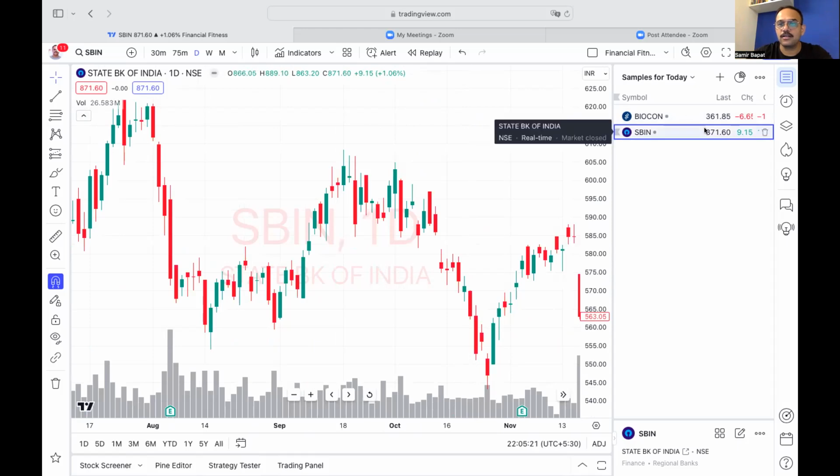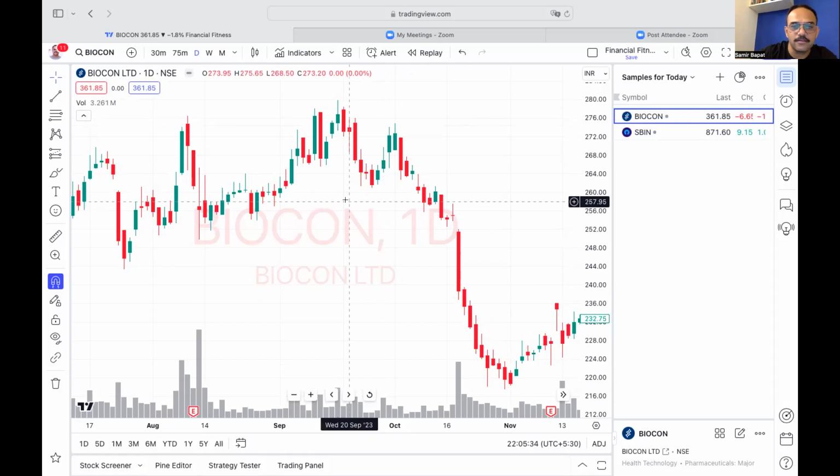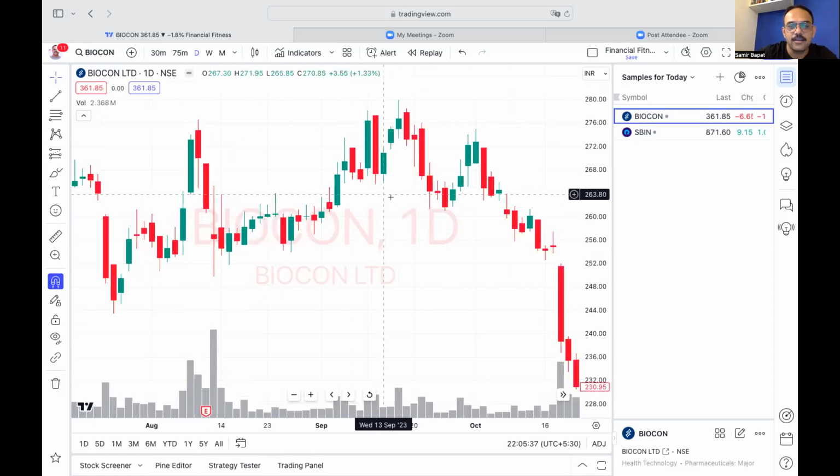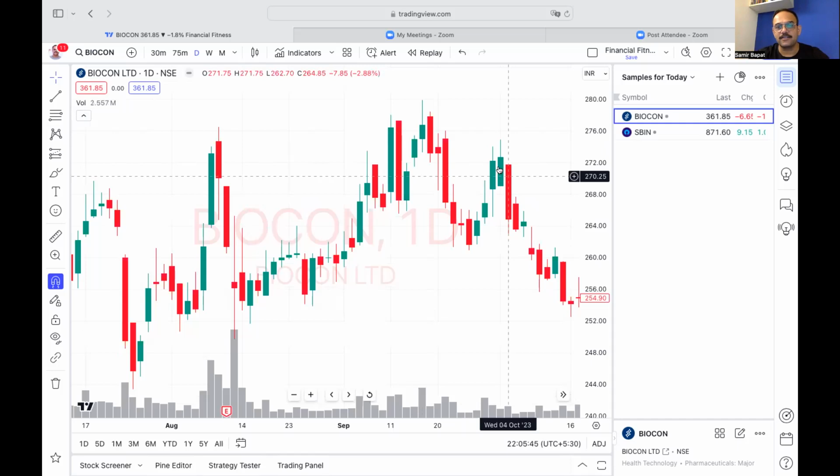This is another, Biocon. See, this is again a bullish engulfing pattern here. This candle is engulfed by this red candle. Bullish engulfing. This is the piercing pattern. This candle, it is done by this. So I'll show you the pictures.